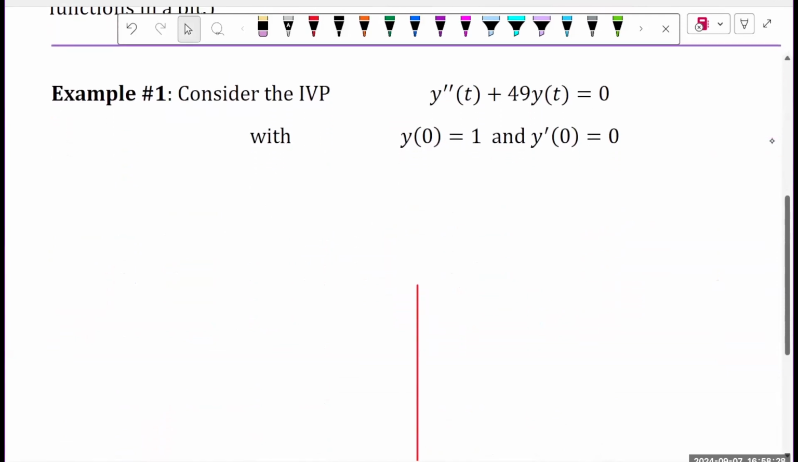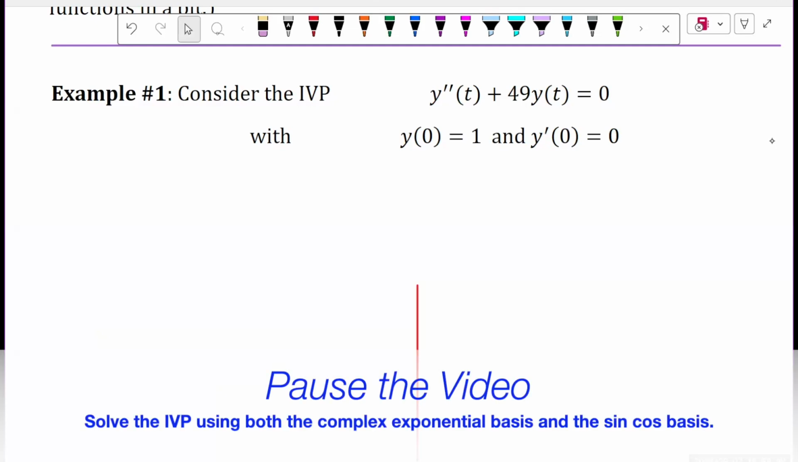If we consider the initial value problem y double prime plus 49y equals 0, with initial y value at 1 and the initial derivative to be 0, we can actually solve this ODE in two different ways. One using the complex exponential basis and one using the sine cosine basis. What I would like you to do is pause the video and challenge yourself to try to solve this one ODE with the two approaches.